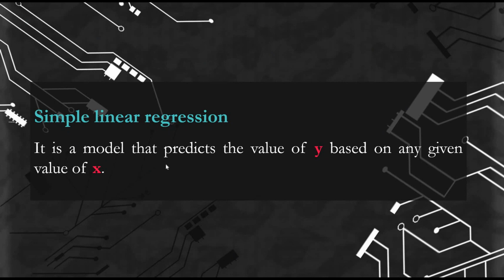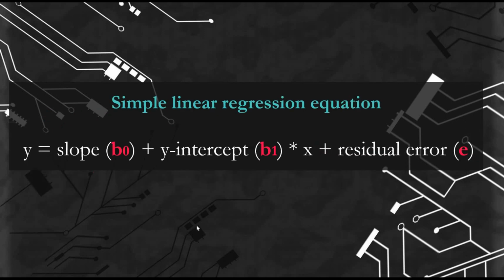So, simple linear regression is a model that predicts the value of y based on any given value of x. The simple linear regression equation is the slope plus y-intercept multiplied by x plus the residual error. So let's learn what these are.